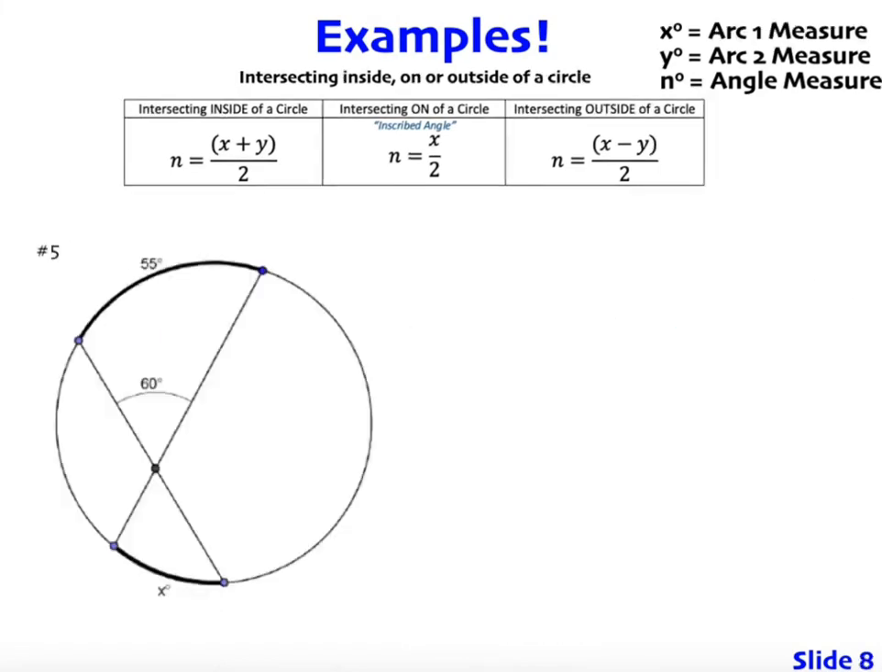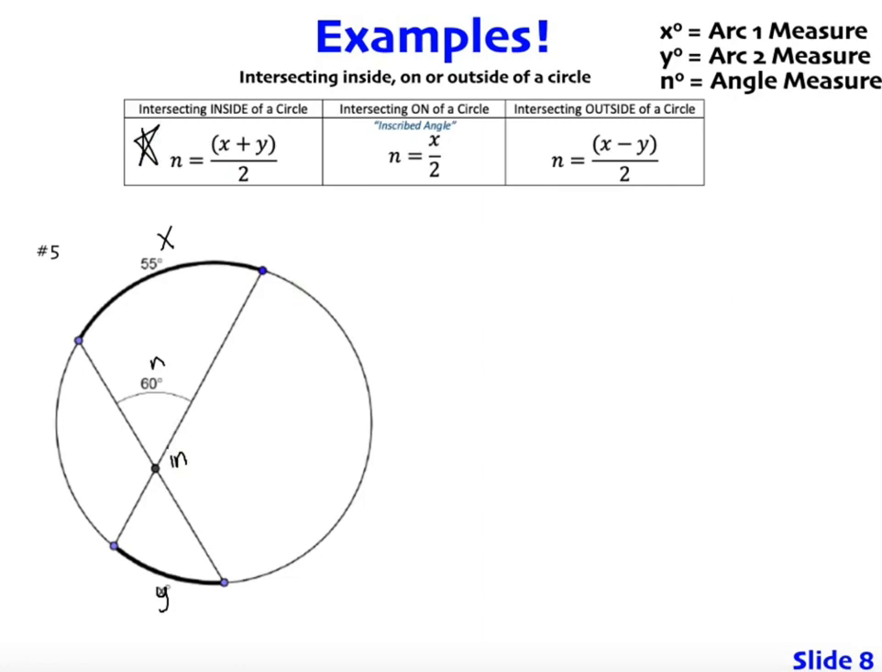On to our last problem. So same thing we were doing before, right? First step is to label. So I'm going to label this x and change this to y and label this with n. So we don't know our arc again. So this may look a little similar to what we did before. So because this vertex is located on the inside, we're going to use our inside formula.